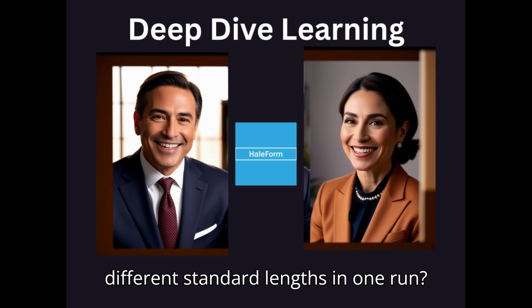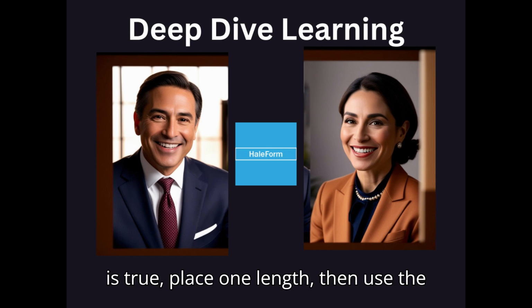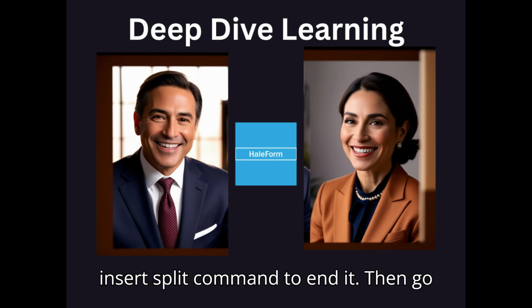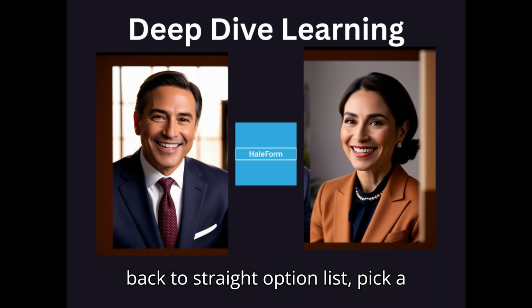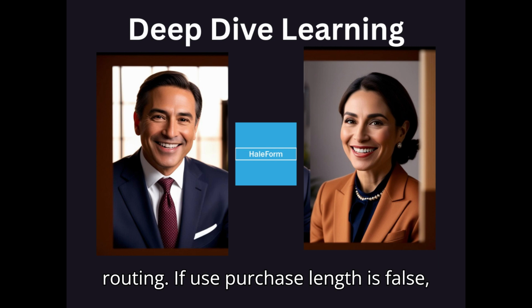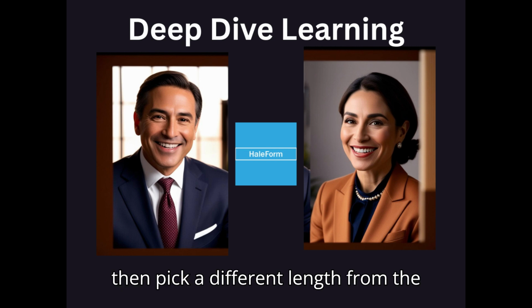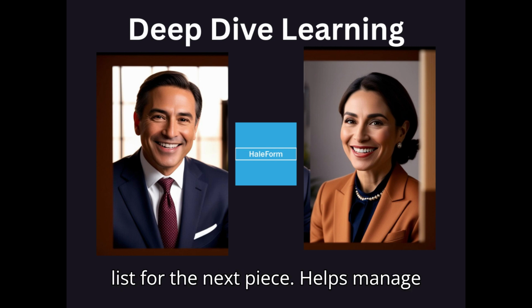Can I mix different standard lengths in one run? Yep, definitely. If use purchase length is true, place one length, then use the insert split command to end it. Then go back to the straight option list, pick a different standard length, and keep routing. If use purchase length is false, you can type a length, insert a split, then pick a different length from the list for the next piece.